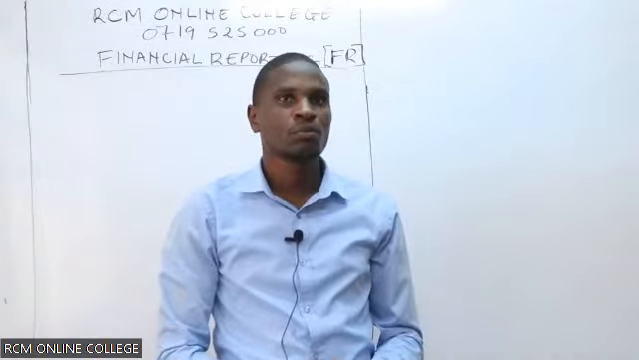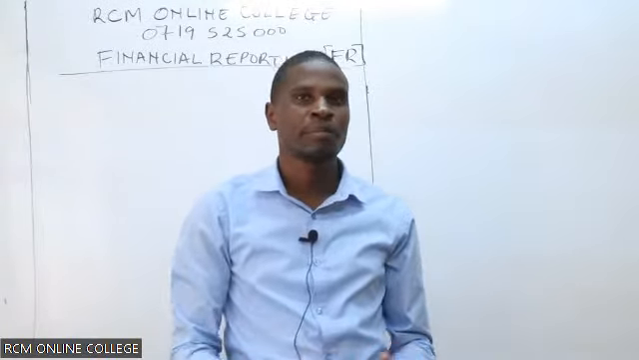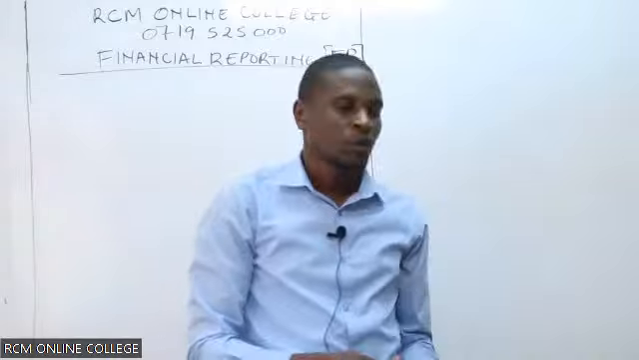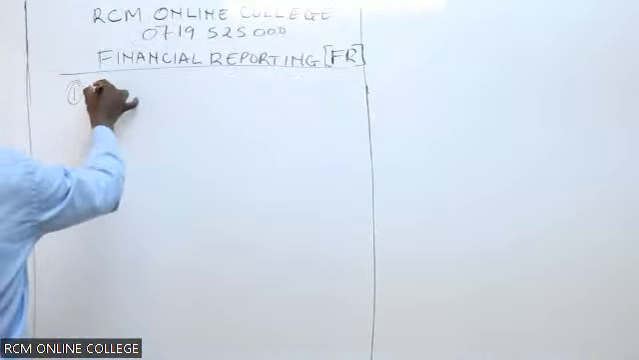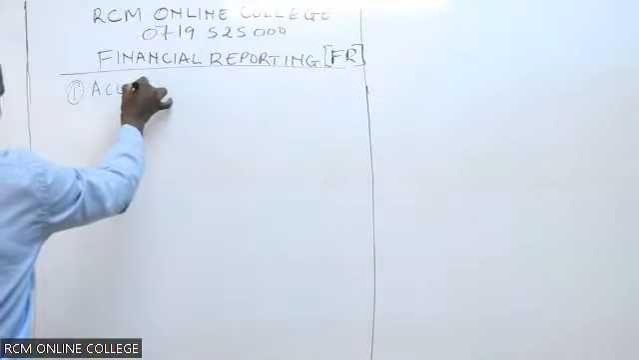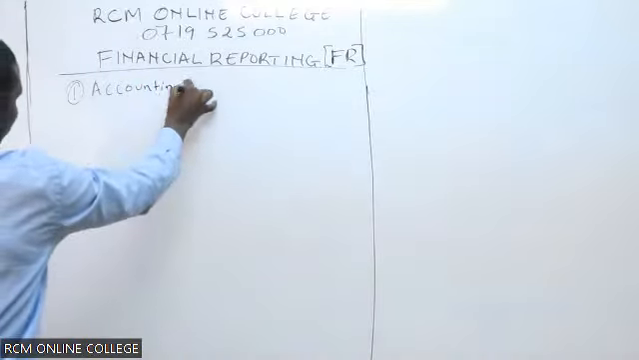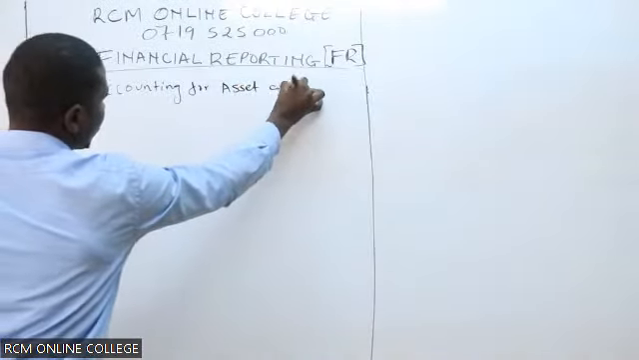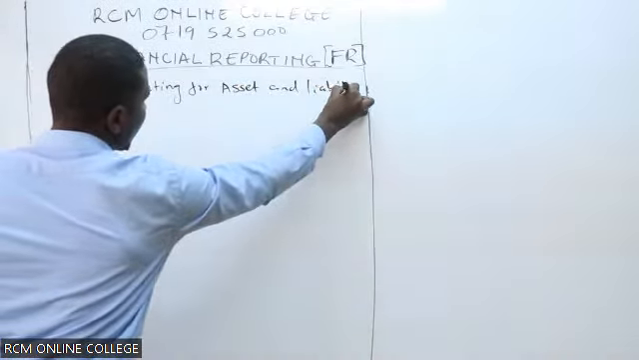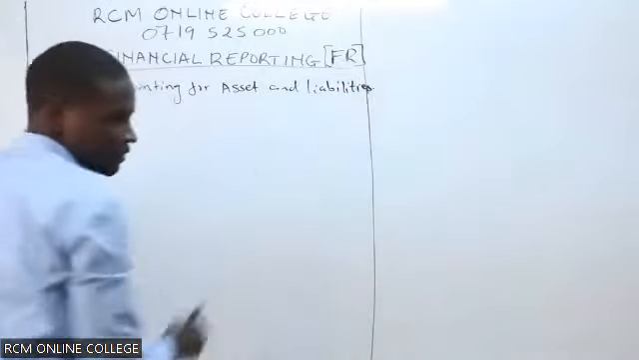Of course, the first topic is the accounting for assets and liabilities. And that one I know from the foundation level, you are aware of what you're expected to know. Accounting for assets and liabilities. How do we account for assets and liabilities?